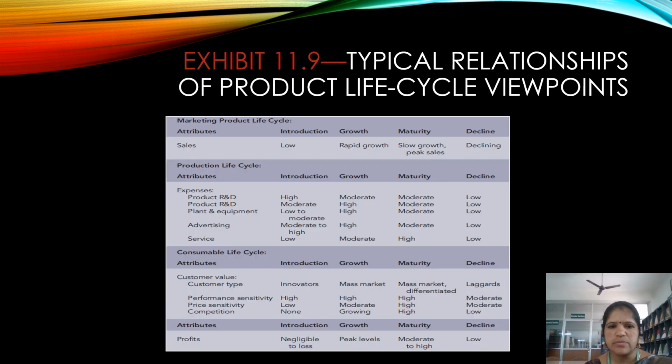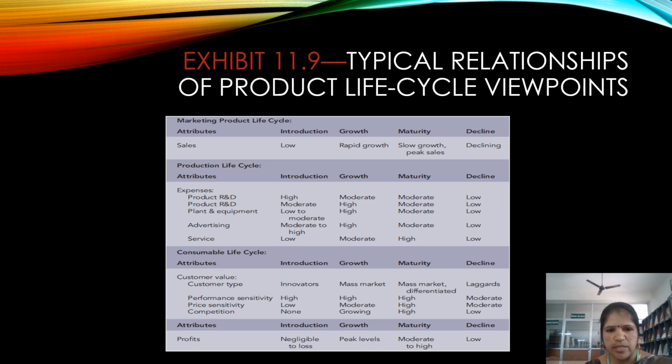Next, we see the market product life cycle under sales, then expenses, then customer value, then attribute, then profit. In the attribute, introduction has low sales, growth is rapid, maturity is slow growth, decline is declining. In expenses, it may sometimes be high or moderate, sometimes moderate to high or low to moderate. Growth will be high, sometimes moderate, maturity also moderate and also high, then decline will always be low.